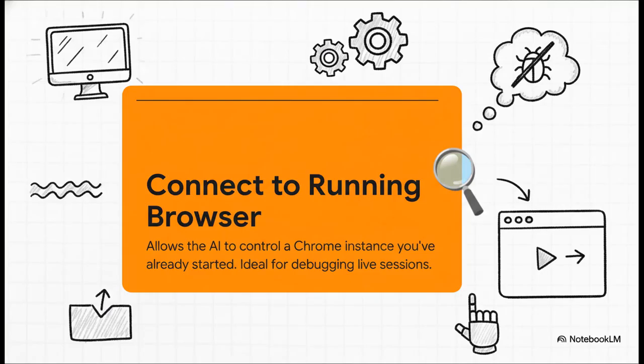Here's a pro tip for more advanced stuff. Instead of having the AI launch a fresh, clean browser every single time, you can actually tell it to connect to a Chrome instance you already have running. This is perfect for when you need to debug a live session or maybe handle a tricky login process yourself before handing the controls over to the AI.